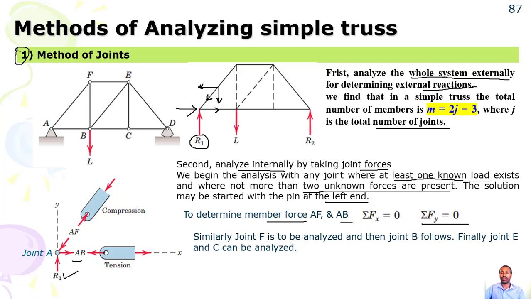So similarly, joint F is to be analyzed, and then joint B follows. You can go to joint B. Finally, joints E and C can be analyzed. Then finally, you arrive at D. Then the equilibrium equation should be satisfied.